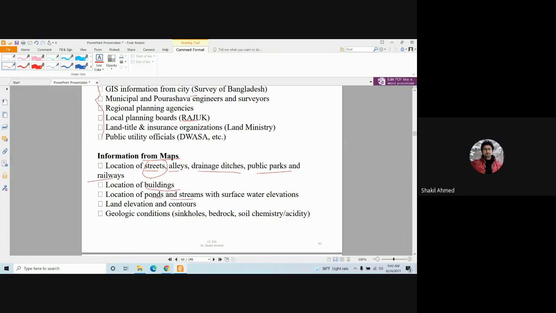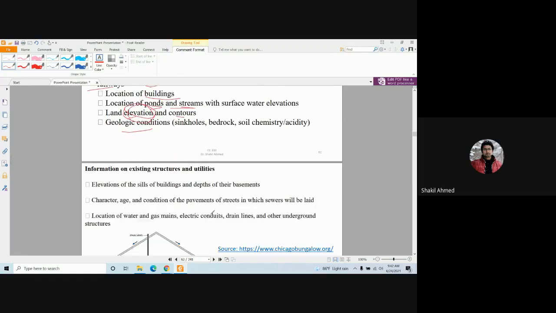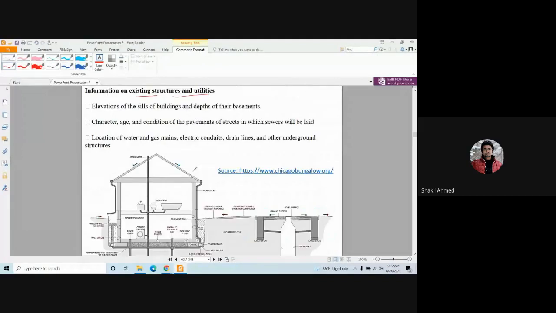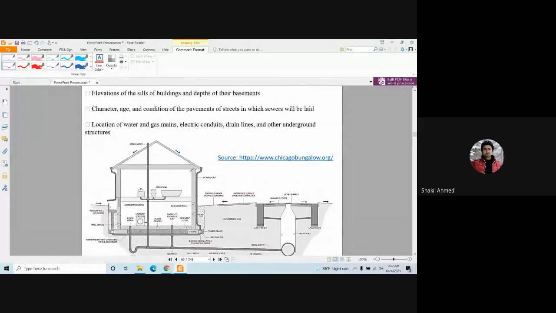You cannot lay out your sewer in the middle of the pond, can you? So you have to know these things. Streams, ponds, land elevation conditions. As for land elevation, I told you, the elevation of the land at different points. Geological condition, okay. Information on existing structures and utilities, okay.